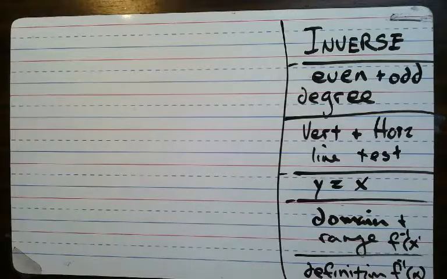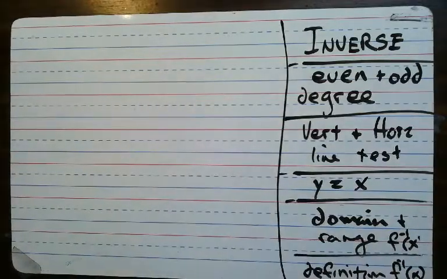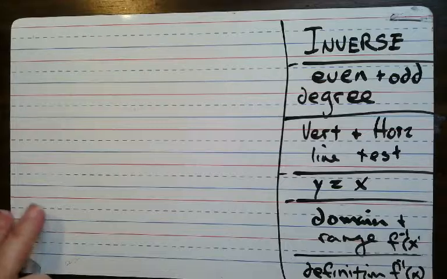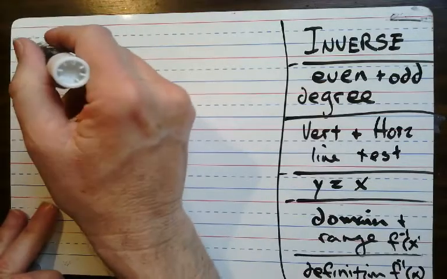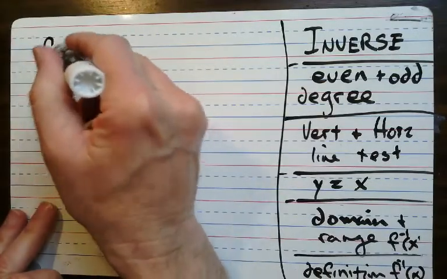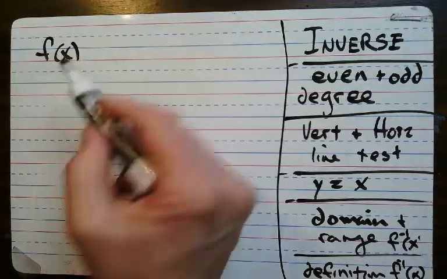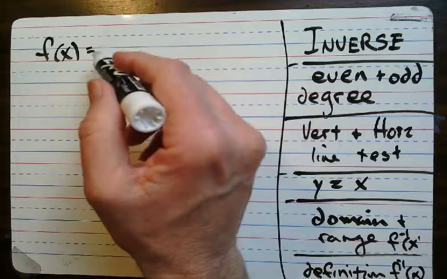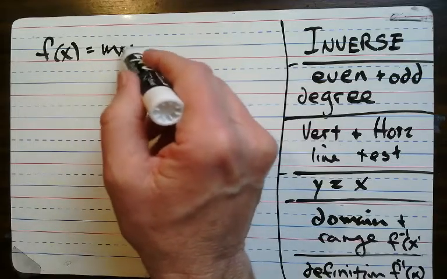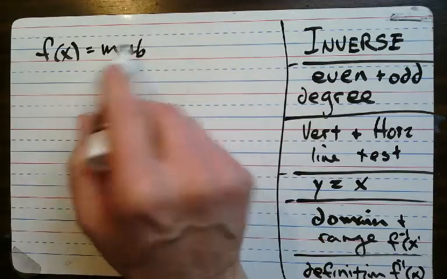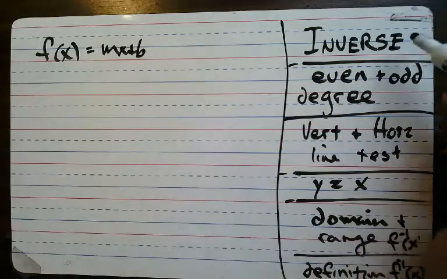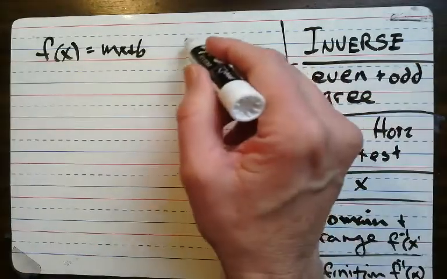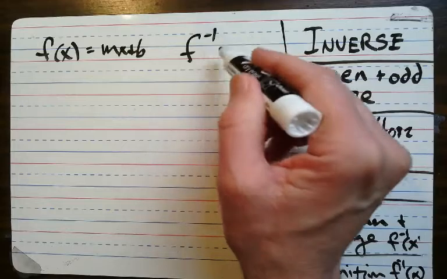Guys, today we're doing inverses! Oh boy. So, first of all, we remember f of x is how we write a function, whatever function we want. We can have a line, mx plus b, or we can have a quadratic equation, doesn't matter. Whenever we talk about an inverse, we use this little symbol right here.